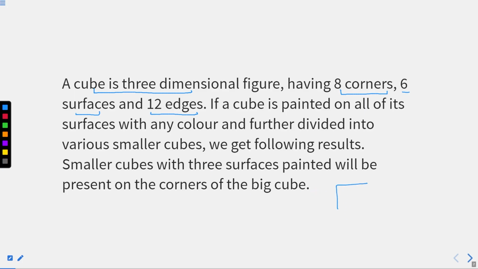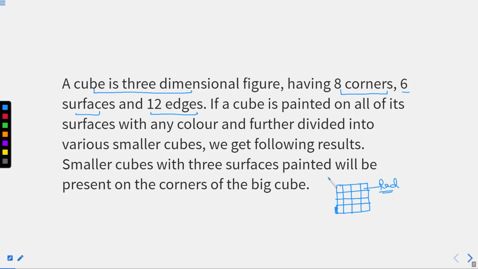Let's say this is the topmost portion of a cube, right? And that particular face is divided into how many squares? Let's say 16 small squares. This is the basic division that we have, right? And they all are painted, let's say red. Similarly, all 6 faces are painted with red color. Okay, we get the following result after that.